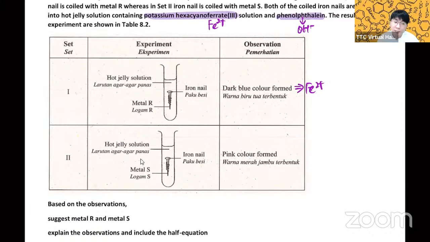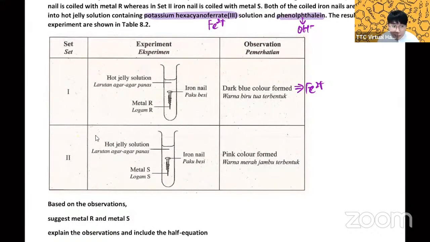Possible answers. Then metal S coils around the iron nail, and it protects the iron nail from rusting. And you only see pink color. Pink color means there is OH-. And OH- is produced whichever metal rusts, you also see pink color. But blue color only when iron rusts. Then you can see pink color, you see blue color. So for here, metal S actually protected the iron nail from rusting.